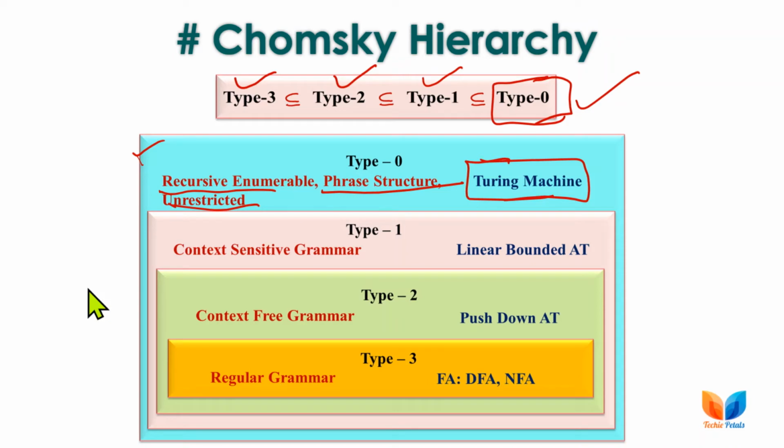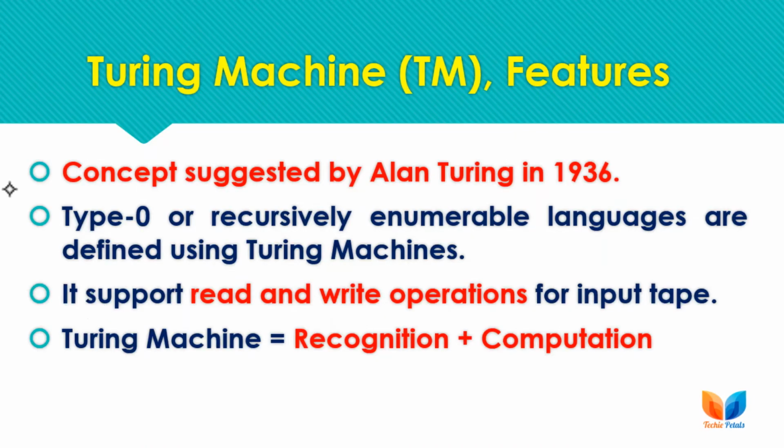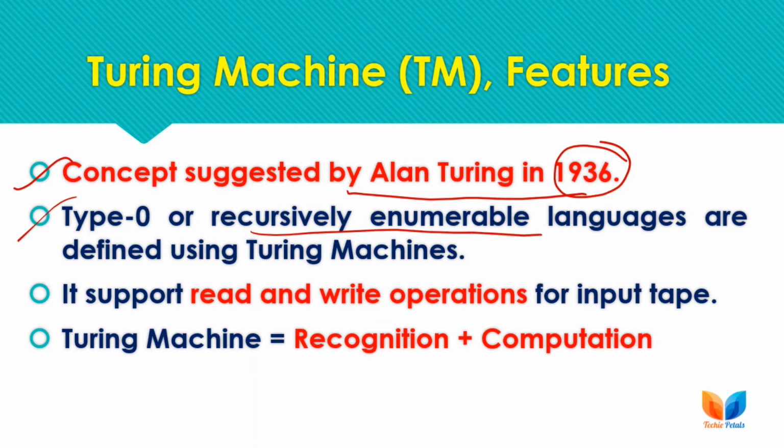So let's discuss some of the features of the Turing machine. The concept was suggested by Mr. Alan Turing in 1936, and all the type 0 or recursively enumerable languages are defined using the Turing machine. So the Turing machine is used to define all the type 0 languages.